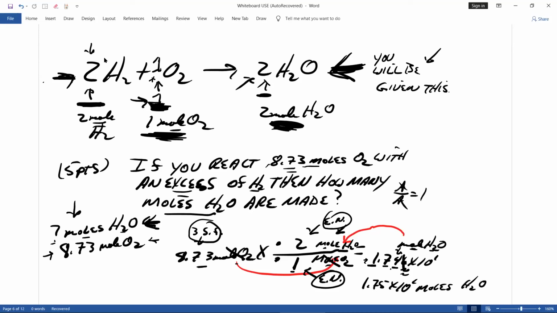We don't need it, but we might have had to use 2 moles of hydrogen make 2 moles of water, but we're not using that because, as we said, you have an excess. And now 1 mole of oxygen, 2 moles of water. These are exact numbers, do the math, and that's how you do it.